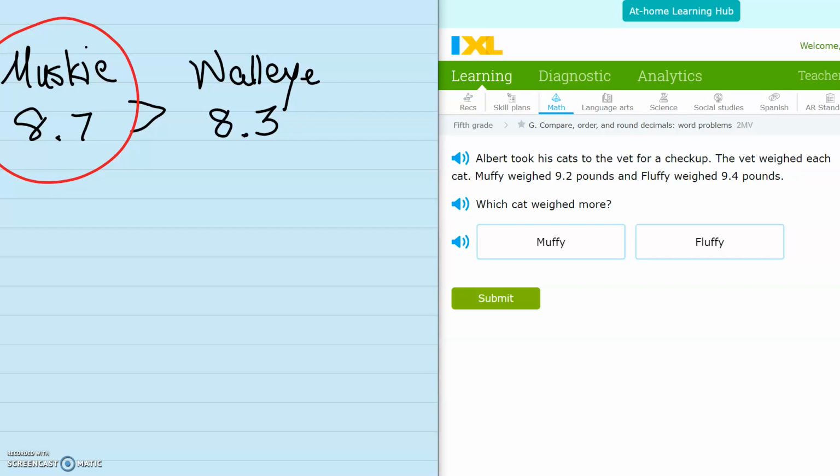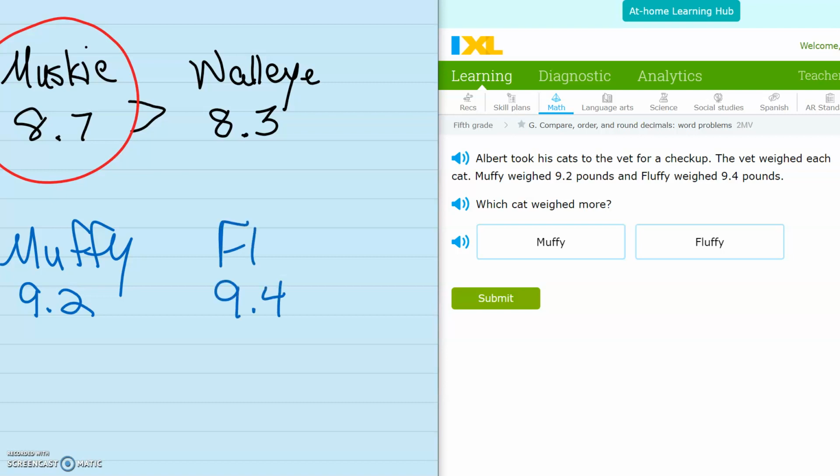So Muffy weighed 9 2/10. So we're going to write down 9 2/10. And this was Muffy. Excuse me. Fluffy weighed 9 4/10. So this is Fluffy. And we're going to compare them. We start at the left, working through our place values.